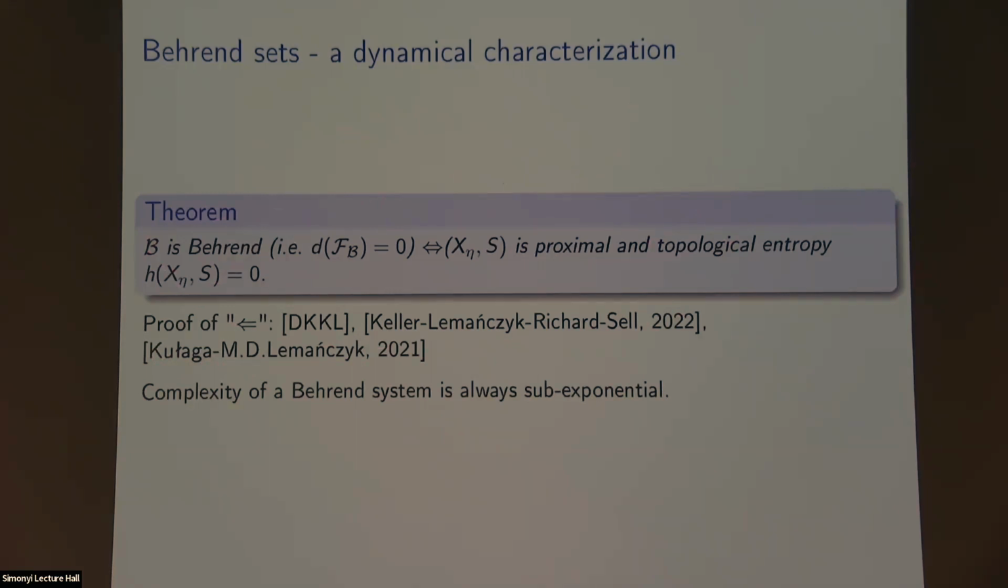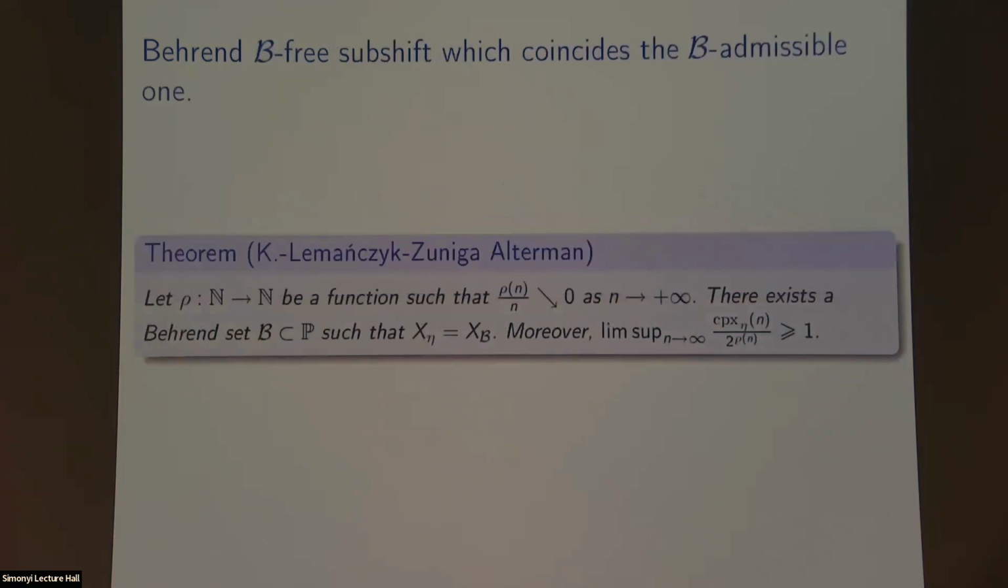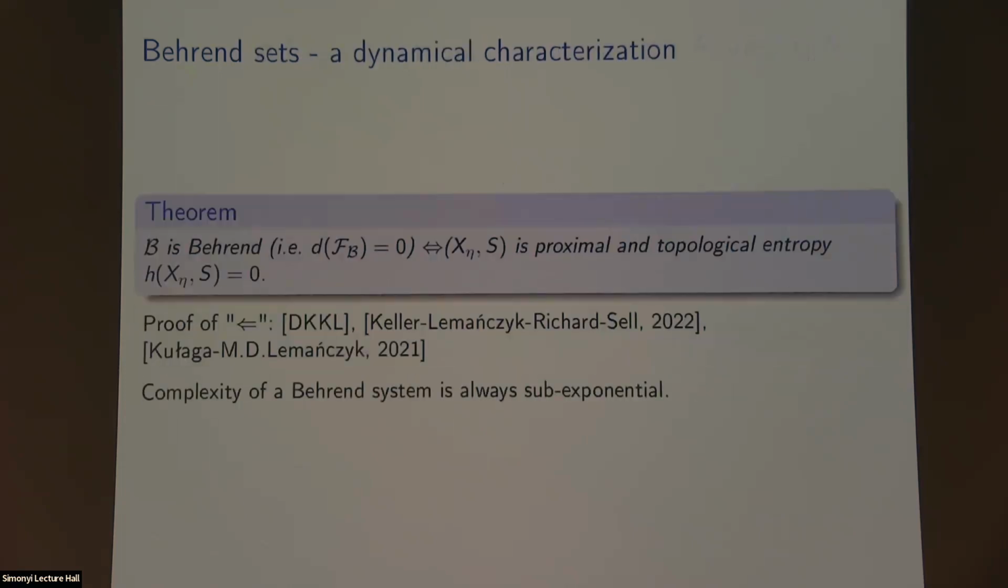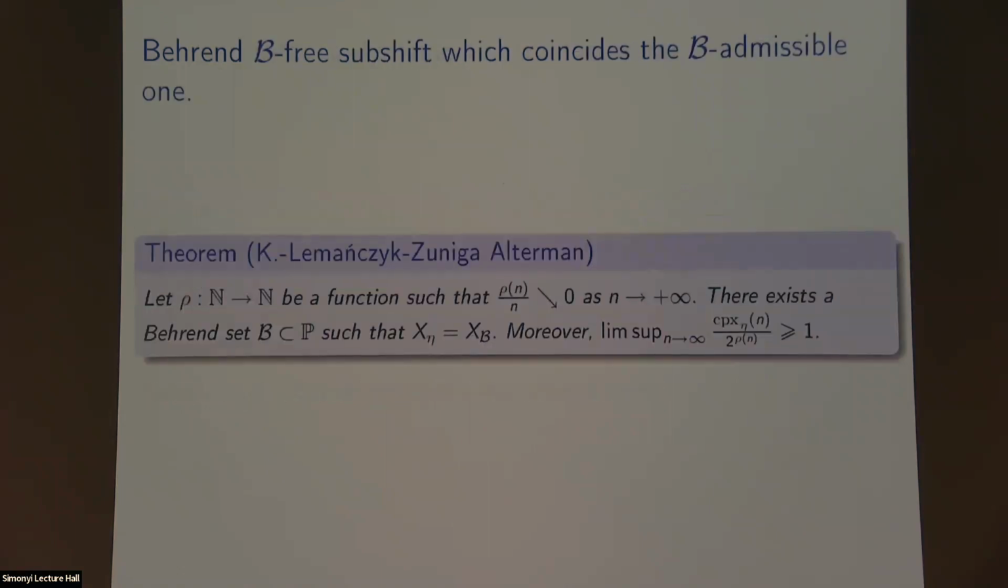The corollary from this is that the complexity of a Behrend system is always sub-exponential because topological entropy is zero. And the next result I want to show you says that in a sense any sub-exponential complexity can be achieved by a suitably chosen Behrend set B. So more precisely, we have the following theorem.